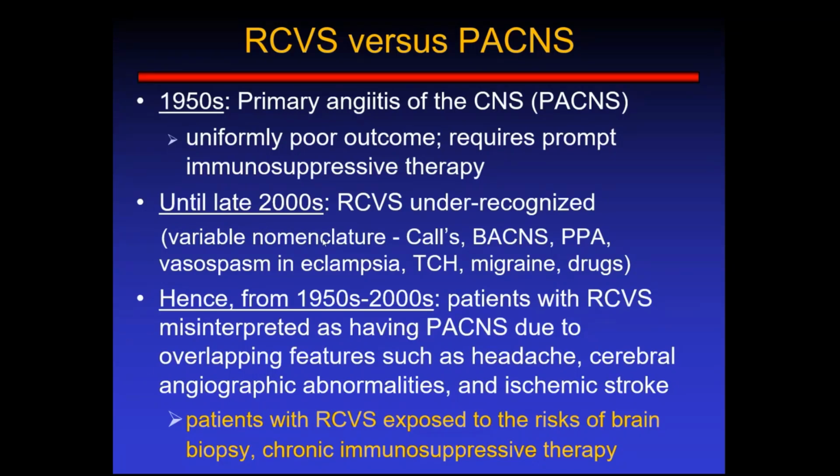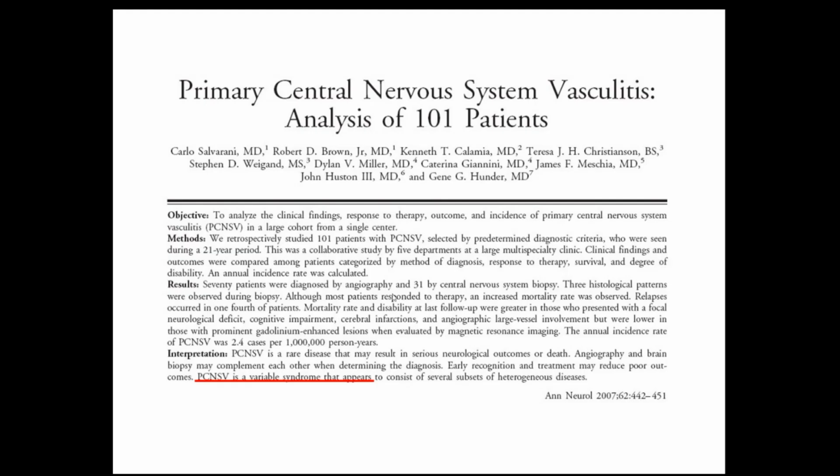And thus, they missed the fact that people with headache and bad angiograms could have a benign self-limited condition called RCVS. So in other words, patients who truly had RCVS, and I think it's still going on, are being exposed to the risks of open brain biopsy, CSFs, chronic immune suppressive therapy, which itself can lead to fatal outcome.